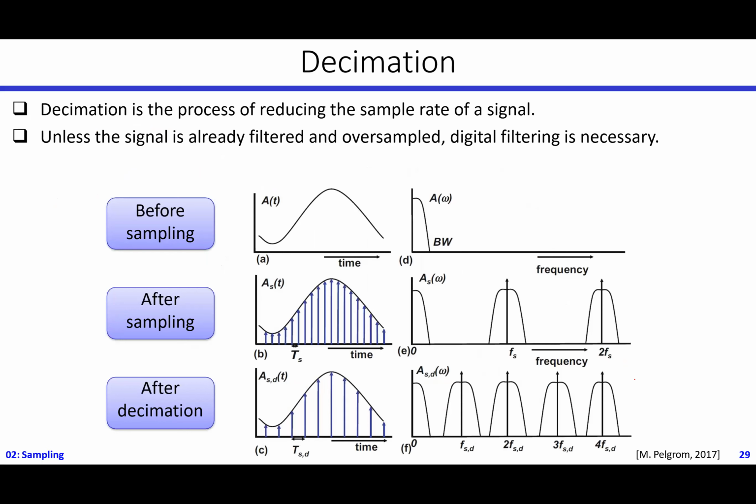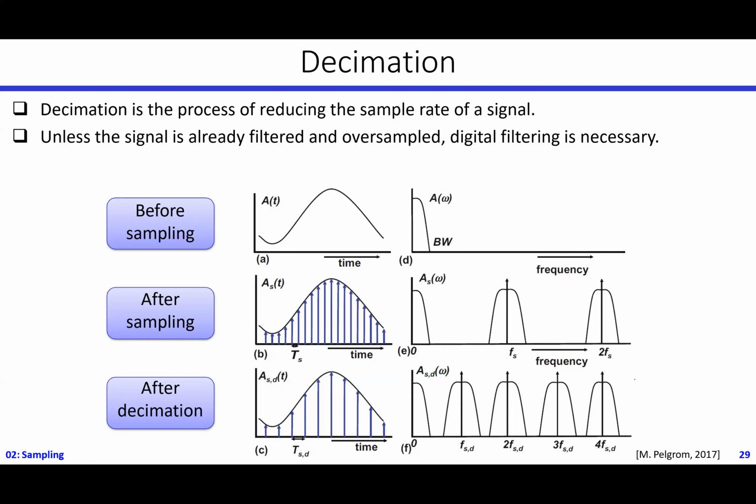Now we have another thing, which is basically the opposite of increasing the sampling frequency: decimation. After, for example, you did a high sampling frequency in the analog domain, you don't need all of those samples. You can do a process to get rid of those samples, and this process is called decimation.